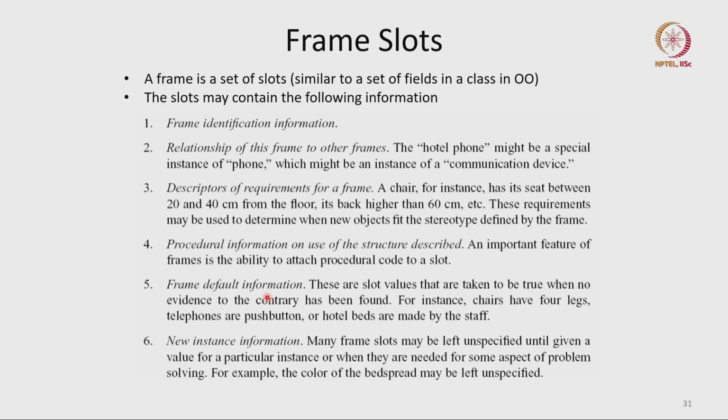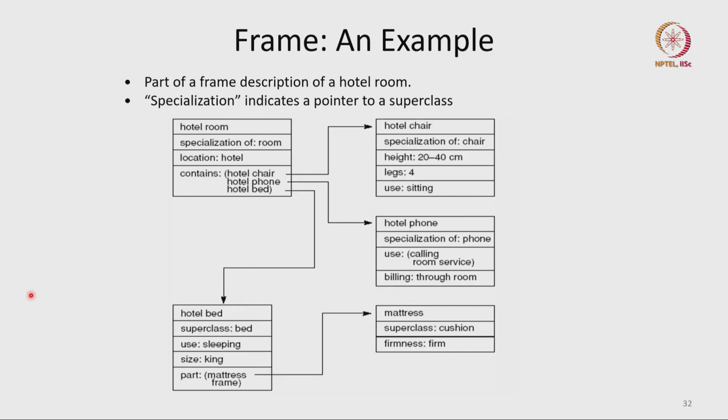For example, you will assume the chair has 4 legs, the telephones are push button, hotel beds are made by the staff, etc., and new instance information. So, if we look at this frame over here, right, you have the frame for a hotel room. So, what are the slots it contains? It is a specialization of a room, and where is the location? Location is in the hotel, and what does it contain? It contains a hotel chair, hotel phone, hotel bed, and so each of them is connected to a frame.